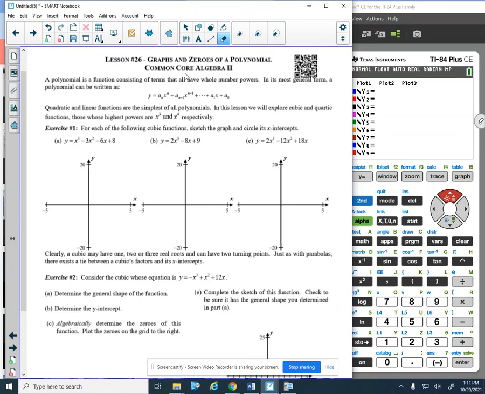In this lesson, we're going to look at the graphs and zeros of a polynomial. A polynomial is a function consisting of terms that all have whole number powers. In its most general form, a polynomial can be written as this. Each of these, n would be the biggest exponent.